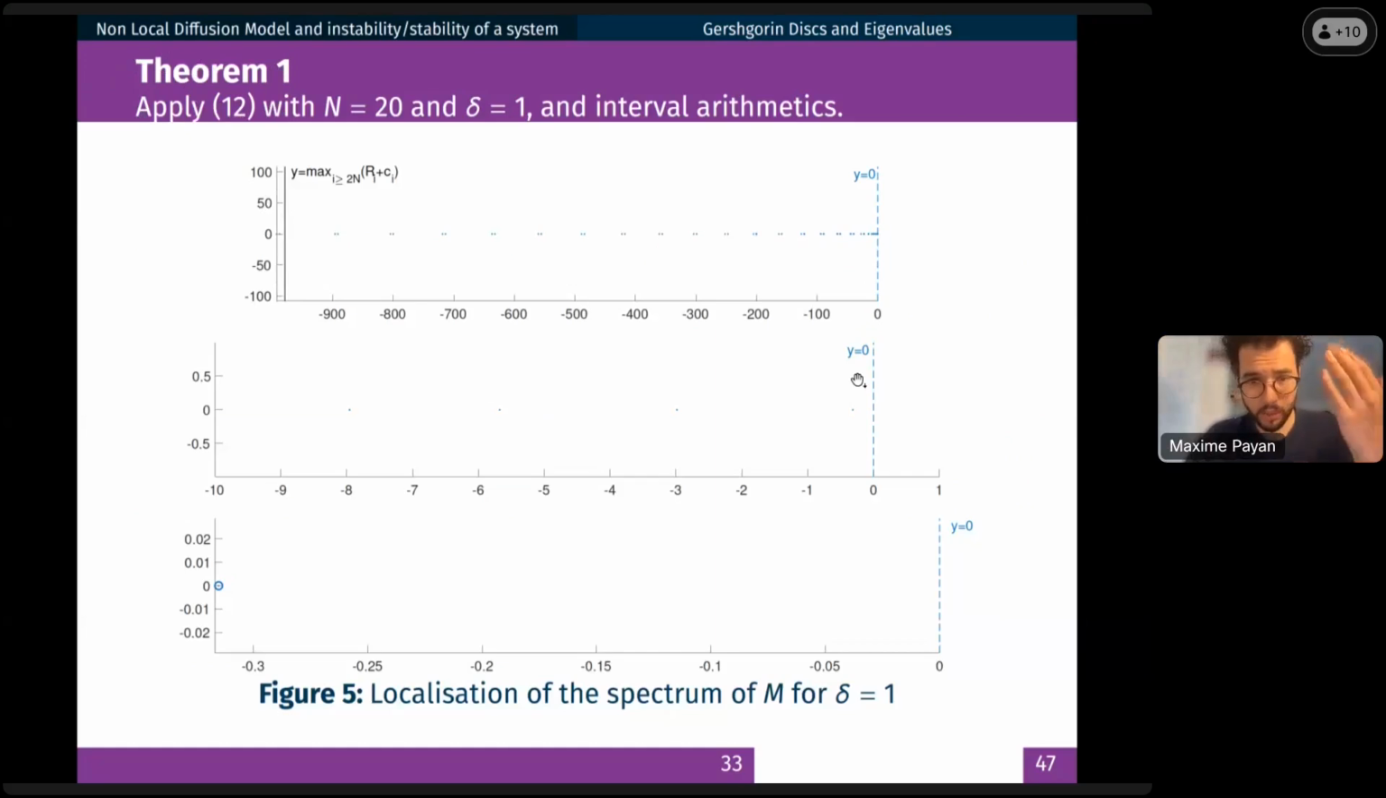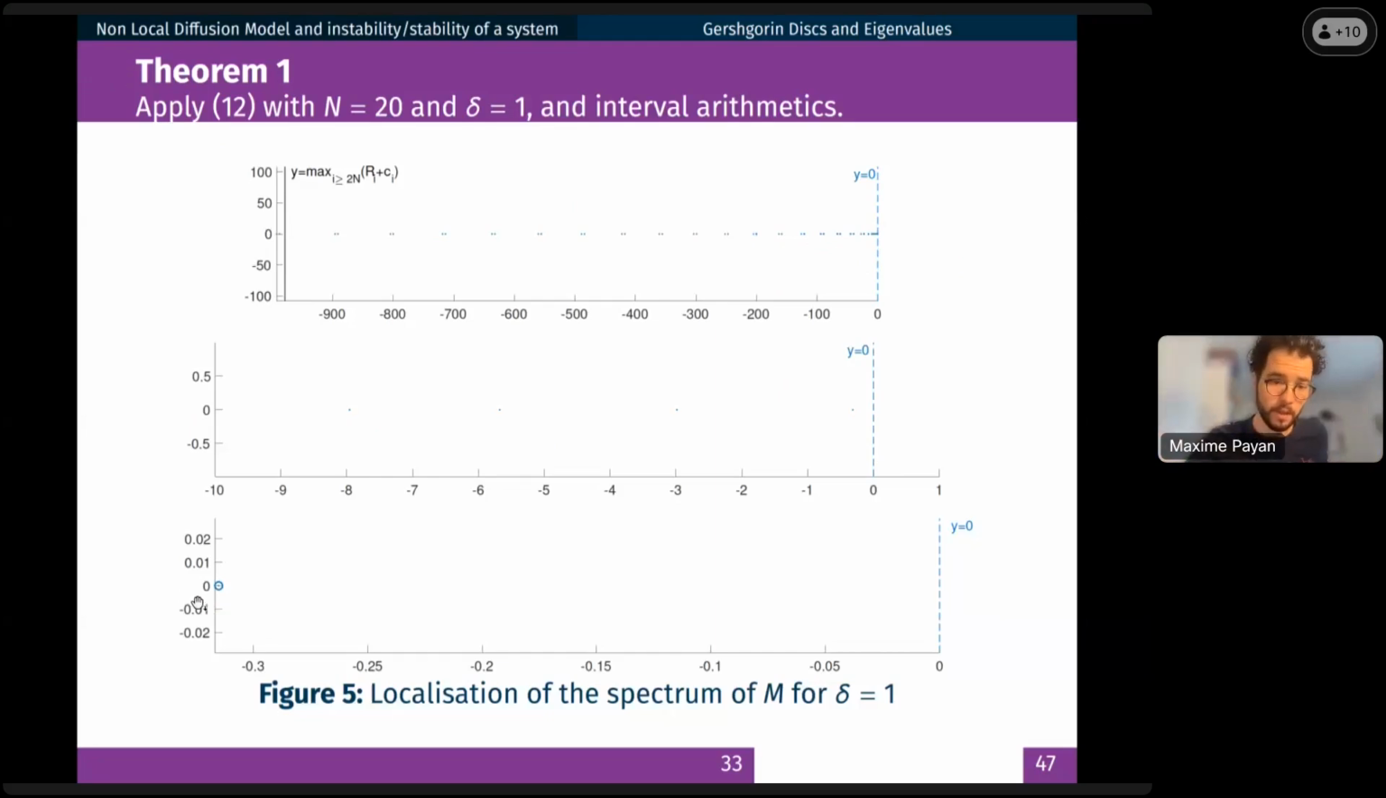So do we have a circle on the left or on the right of this y equals 0 line? And if we zoom, here there are 40 circles. Here there are 4 circles. The radii are very small, and this is the first circle, and you see it's negative and there is no problem. And this is a theorem.